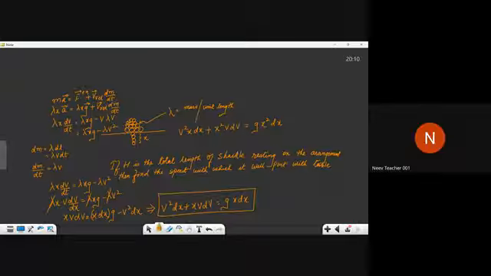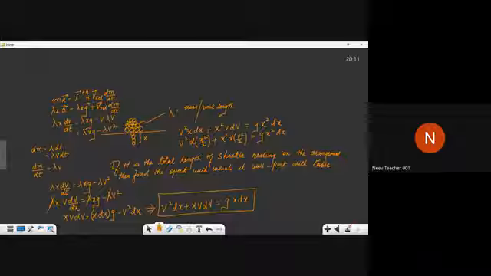Now see, what is the benefit of doing this? This I keep v square and this I can write as d x square by 2. Then this I keep as x square and this I can write as d v square by 2. And to the right what we have? g x square dx.